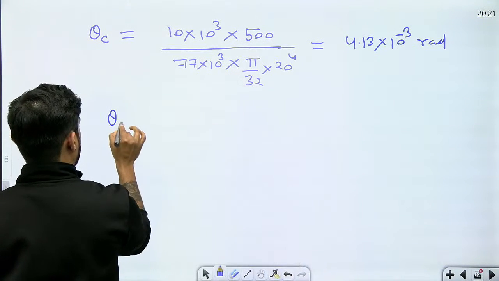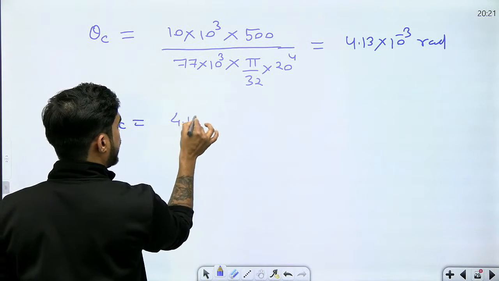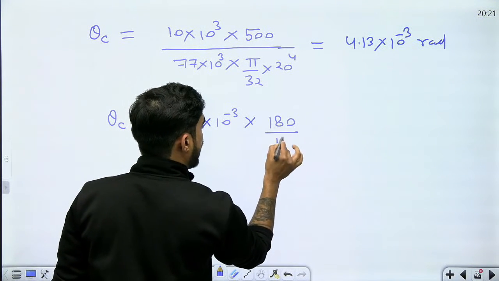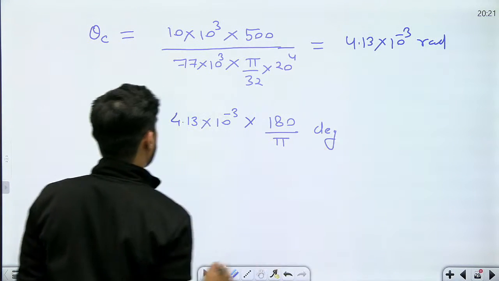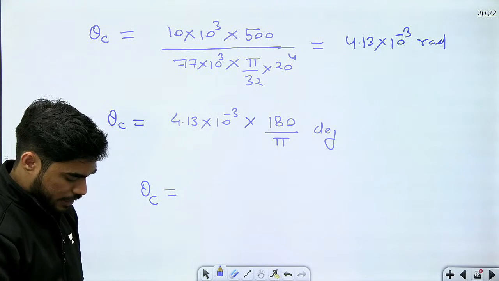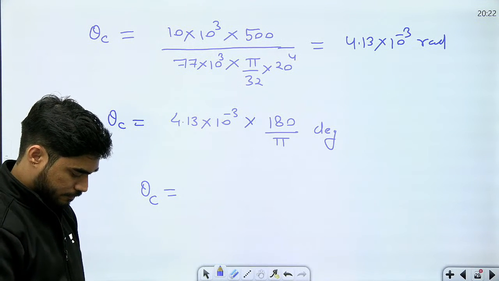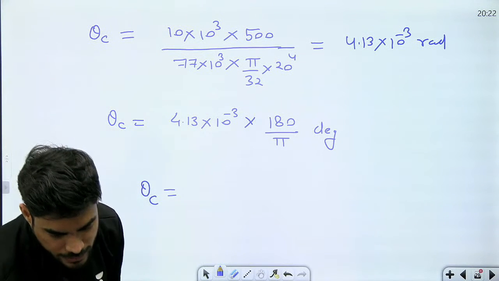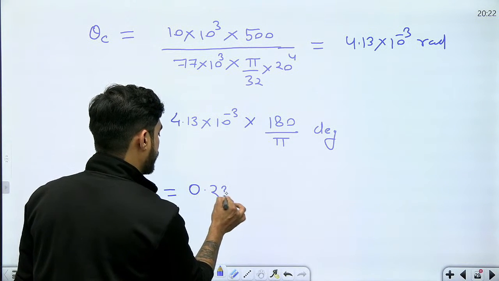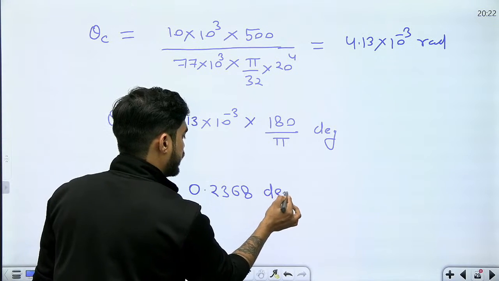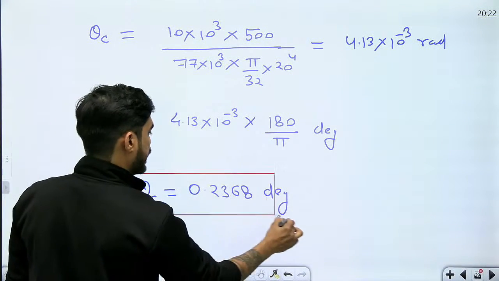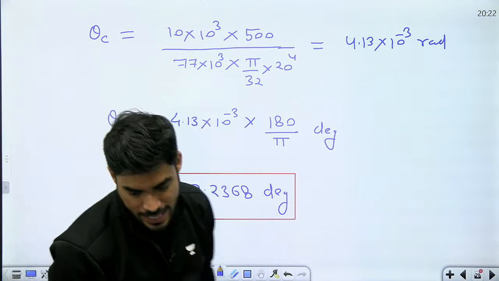Okay. Now you can convert it into degrees. How? By multiplying by 180 by pi. It will be converted into degrees. So can you tell me what will be the value of theta in degrees? 0.2368 degrees. Yes, 0.2368 degrees. This is the angle of twist at C.